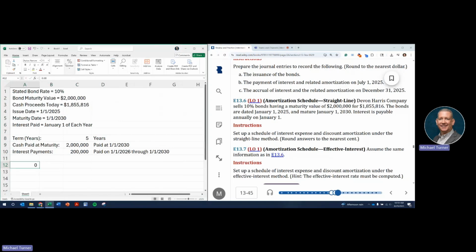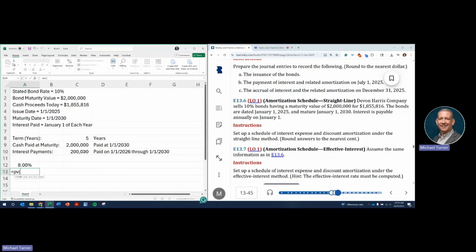So let me change this formatting here so we can see this is going to be 8%. I want to start with estimating, and it says that we're going to compute it. Since we're using Excel, we're going to have to use the trial and error method. So let's set up our formula.